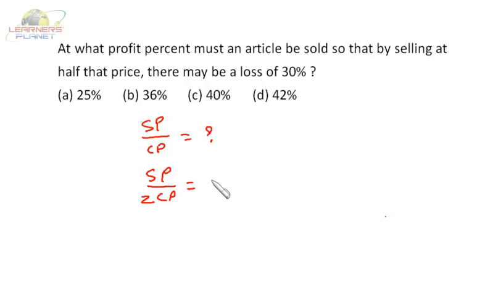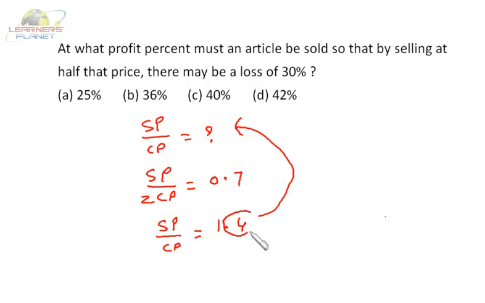That means this data is equal to 0.7. Since there is a loss of 30%, that means the SP by CP ratio will be 0.7. So in this case SP by CP will be 1.4, which we want. Now what is profit over here? Profit is the data after 1, that is 0.4. So in percentage it is 0.4 into 100, so it is 40%. As simple as that. You don't even require any sort of paperwork.